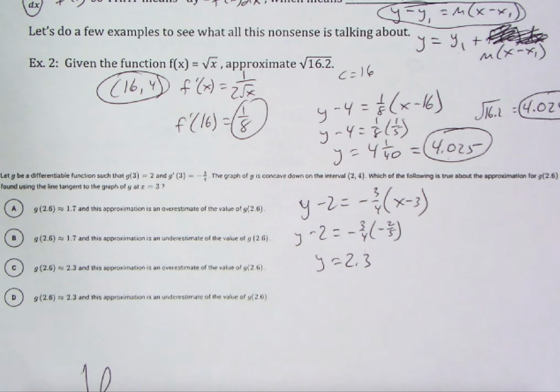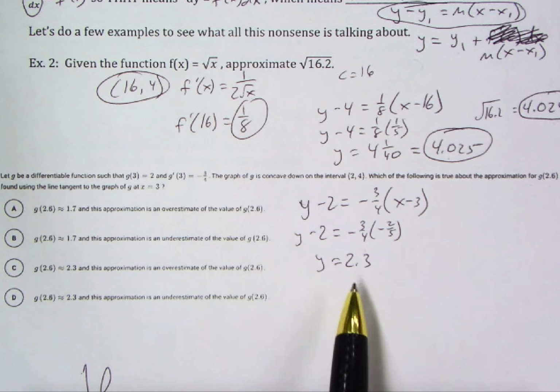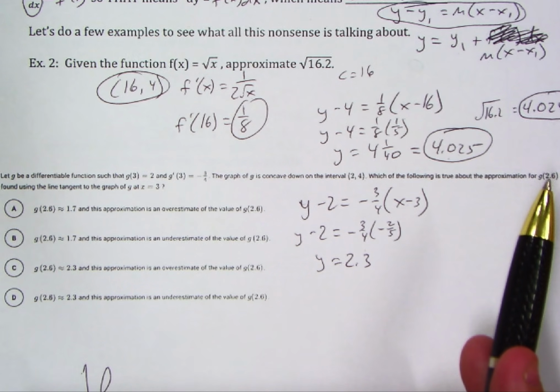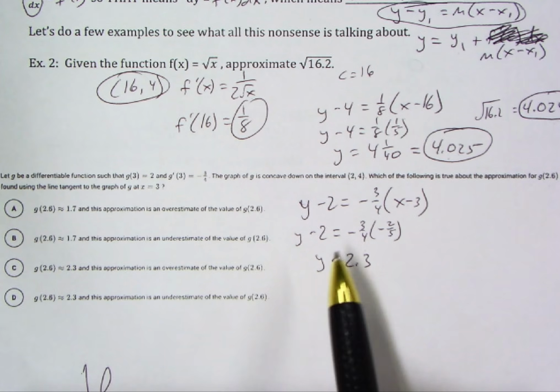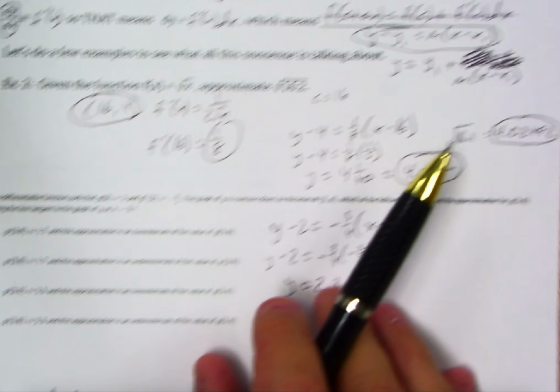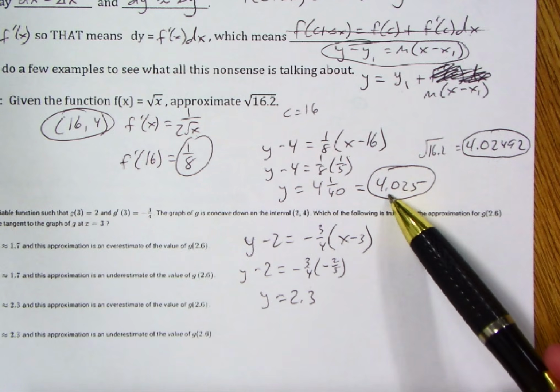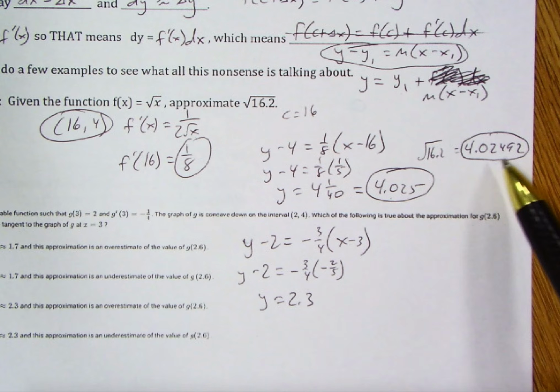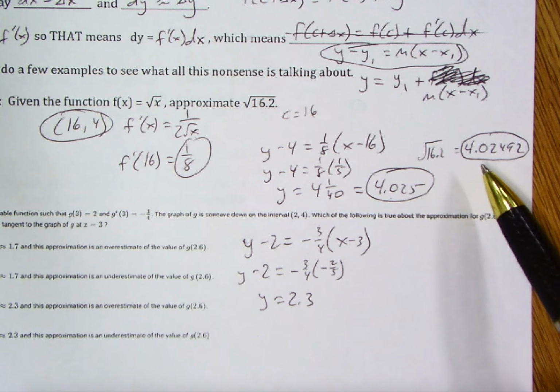Okay. The next thing that they love to ask is: is 2.3 an overestimate or an underestimate of the actual function value? The thing you need to keep in mind is 2.3 is not what g of 2.6 is. It is not. It's an approximation. So the question is, is 2.3 above the actual value or below the actual value? Like if you look back at the previous problem, our approximation was an overestimate of the actual value. It was above the actual value.